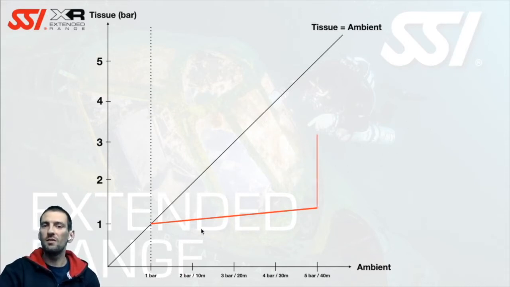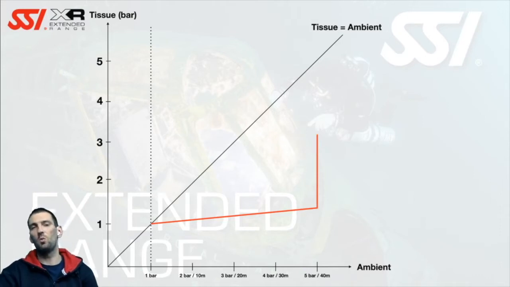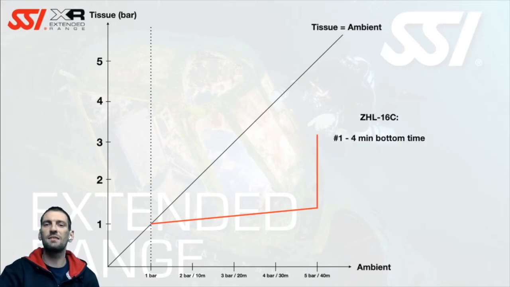So we descend to 40 meters and now we stay there, we are on-gassing until that point. We are not yet fully saturated, but we decide to ascend anyway. And that is after 4 minutes, according to Doppler's limit. The 4 minutes is the non-decompression limit at 40 meters. So now we have to start the ascent.